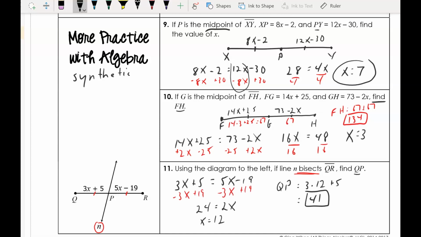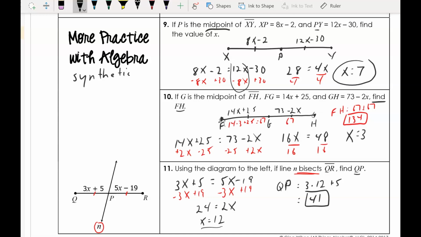Okay, there it is. So you should have gotten QP is 41 as a sort of a checkpoint to make sure you're at least on the right track. You should have gotten that x is 12, but that's not the final answer. That's just on the way. Notice that in number 10, we had to find the entire length of the segment FH, so we had to double our answer because we were looking for all the way from F all the way to H.